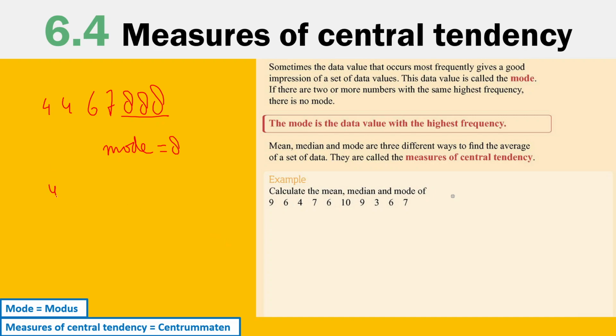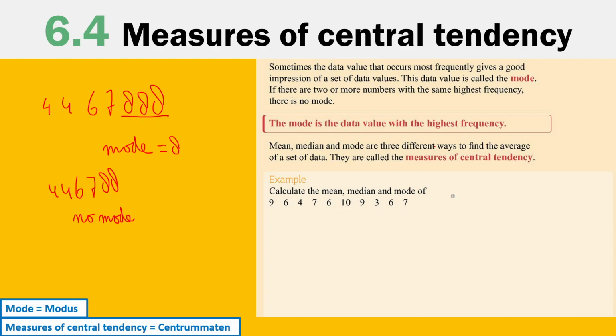If we had 4, 4, 6, 7, 8, 8, then there is no mode because 4 and 8 occur both just as often. They say if there are 2 or more numbers with the same highest frequency, there is no mode. That can occur.